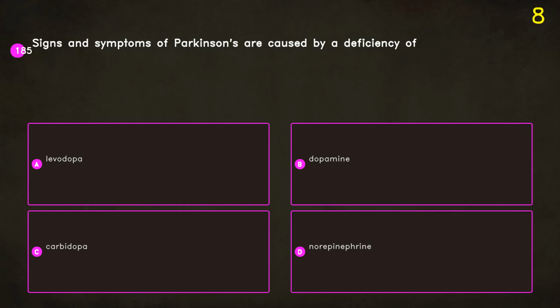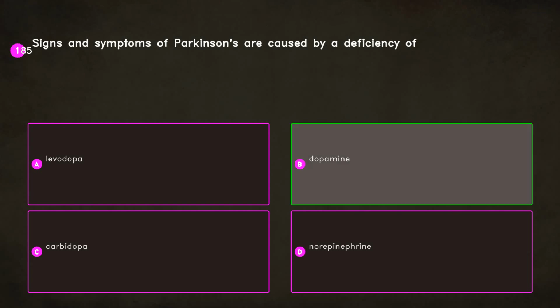Question 185. Signs and symptoms of Parkinson's are caused by a deficiency of A. Levodopa, B. Dopamine, C. Carbidopa, D. Norepinephrine. The correct answer is dopamine.